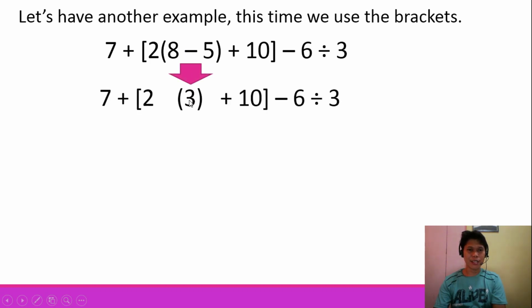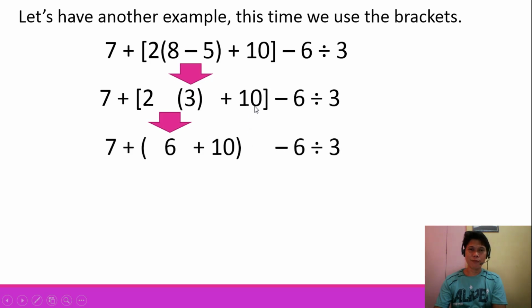8 minus 5 rather is 3. Okay, so this becomes 3, and then the rest are copied. And then 2 times 3. So as what I've said, if there is no sign, then it is multiplication. So 2 times 3 is 6, and then copy the rest, except the symbol. Since the grouping symbols parentheses are gone, then we replace these brackets with parentheses.